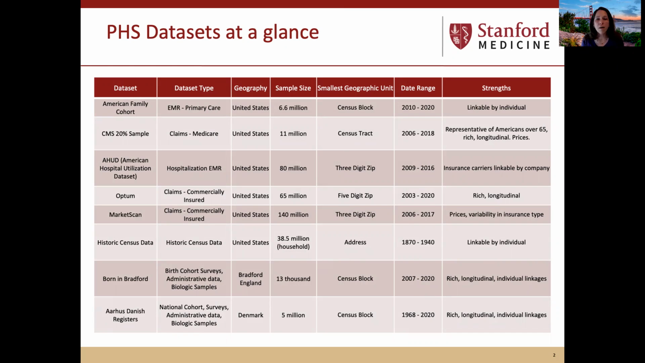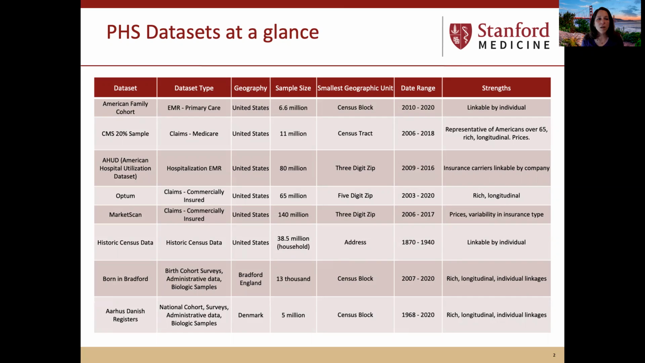We have a 20% Medicare sample. These data are very rich and longitudinal. They retain PHI. And they're very representative of Americans over 65. They're good both for population health studies and for econ studies. They have things like price.